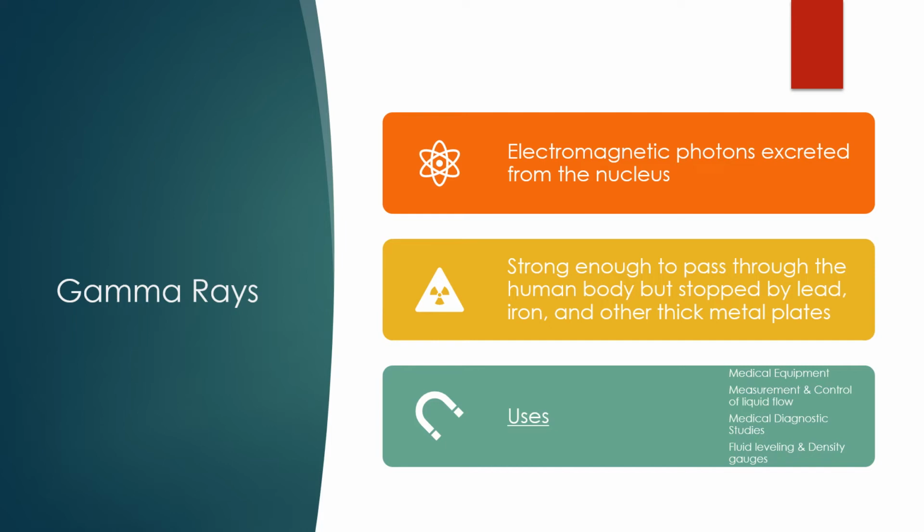So when it comes to the uses of gamma rays, we see it in sterilization of medical equipment in hospitals. We also see it in the measurement and control of the flow of liquids in industrial processes. We also see it widely used in medical diagnostic studies such as brain, bone, liver, spleen, or kidney imaging, and also blood flow studies as well.